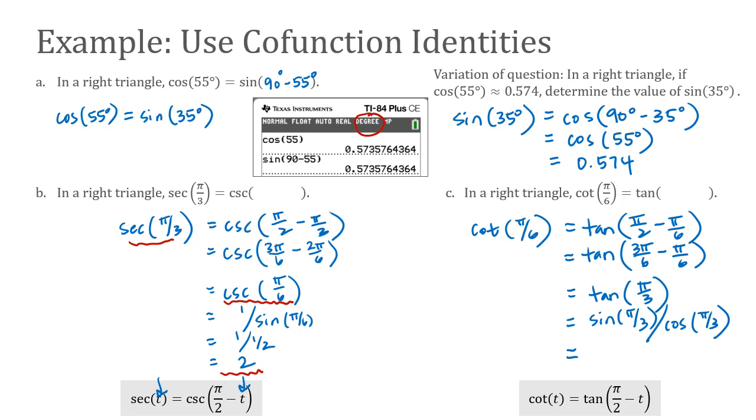And the sine of pi over 3 is the square root of 3 over 2. And I'm going to divide that by the cosine of pi over 3, which is 1/2. And if instead of dividing by 1/2, I multiply by the reciprocal, the 2's cancel out, and I'm left with the square root of 3. So the cotangent of pi over 6 is equal to the tangent of pi over 3, which both equal the square root of 3.